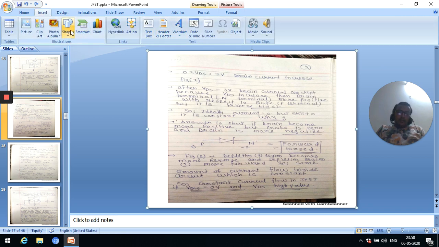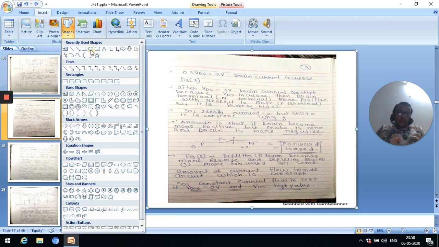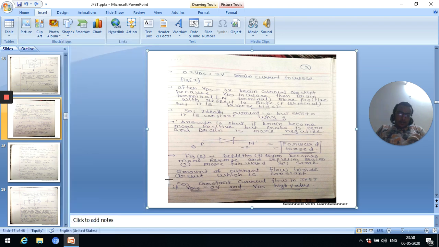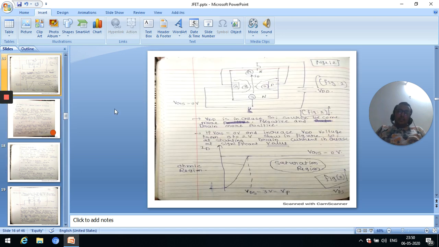So it is the concept of the junction field effect transistor. Try to highlight this circle. See this, I have written this circle here. So please see very carefully. It is the main point regarding the entire page. Constant current flows in the JFET if VGS equals 0 volt and VDS equals high voltage, not just high voltage, very high voltage.